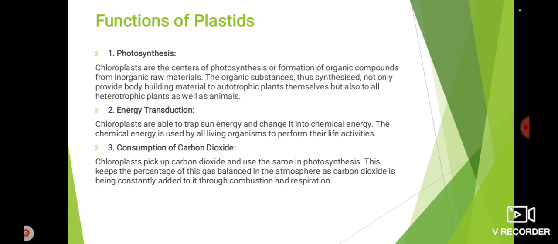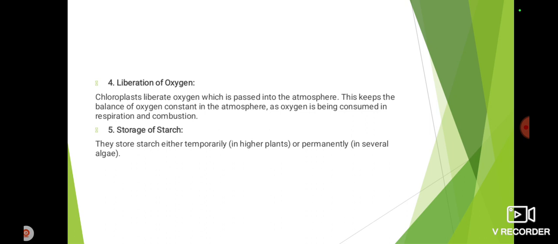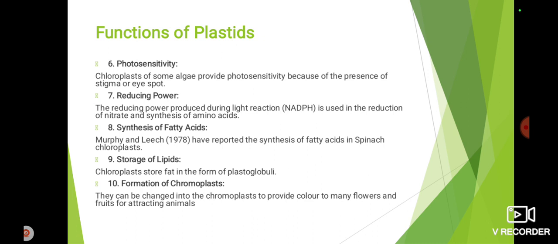Consumption of carbon dioxide. Chloroplasts can pick up carbon dioxide and use it in photosynthesis. They keep the percentage of this gas balanced in the atmosphere, as carbon dioxide is added through combustion and respiration. Liberation of oxygen. Chloroplasts liberate oxygen, which is passed into the atmosphere. It keeps the balance of oxygen in the atmosphere, as oxygen is being consumed in respiration and combustion. Storage of starch. They store it either temporarily or permanently. Then photosensitivity. Chloroplasts of some algae provide photosensitivity because of the presence of a stigma or eye spot.